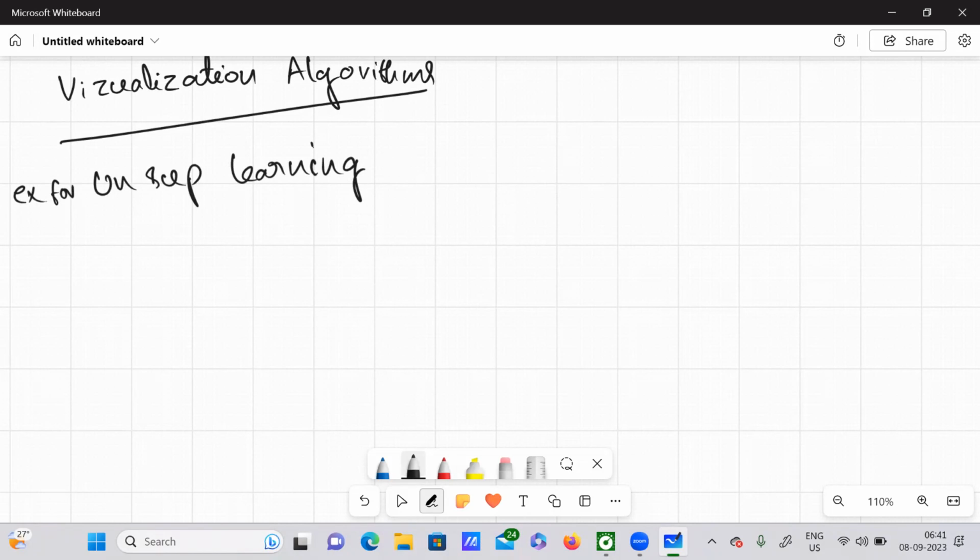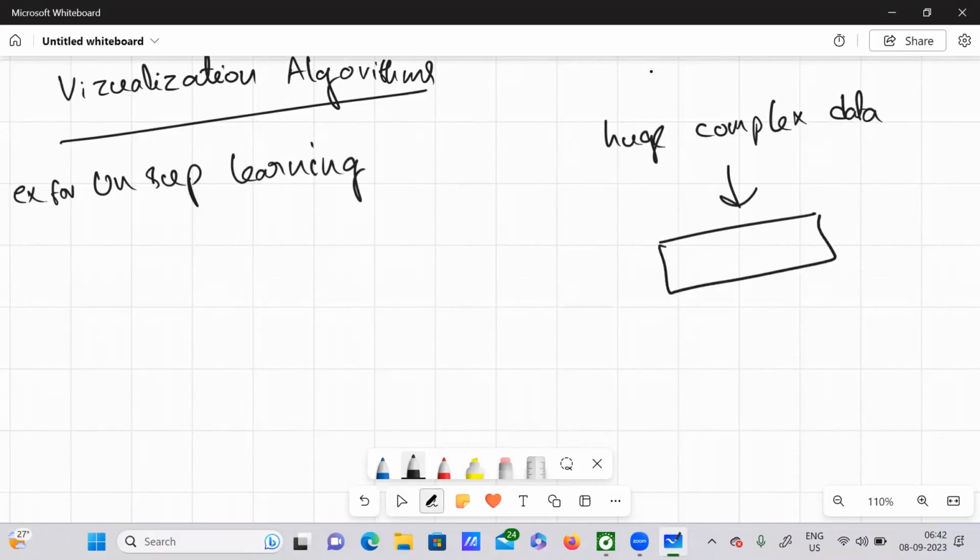For example, we feed huge complex data to our algorithm. Visualization. And in return, they'll give you an output. This is the output.